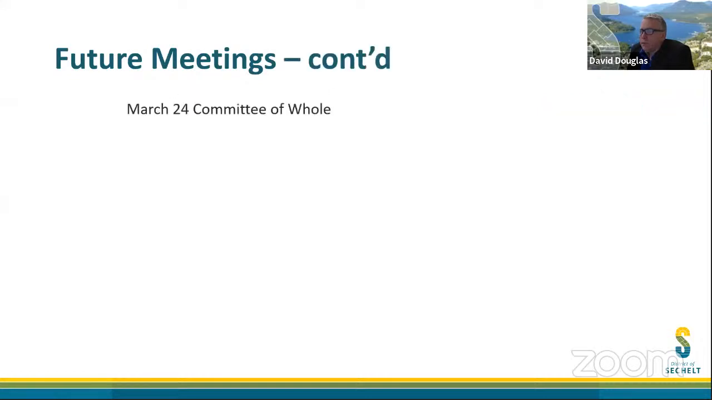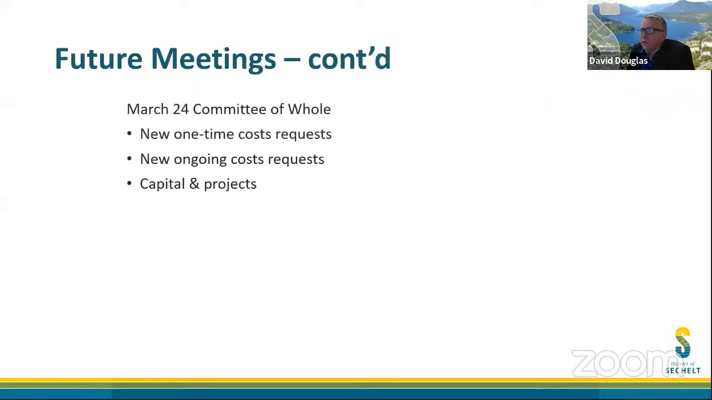And then after March 10th, our next meeting will be March 24th, and we'll continue with our one-time costs and capital and projects list with committee of the whole. And we'll also review the reserve balances at that time.